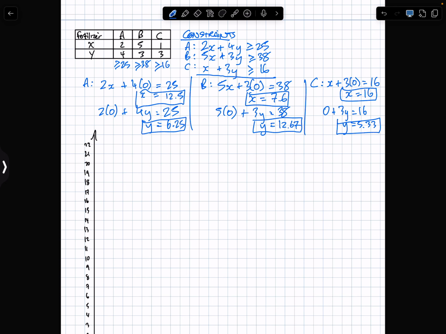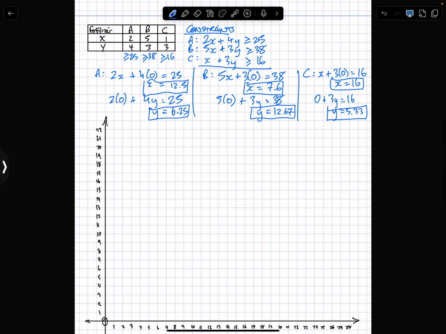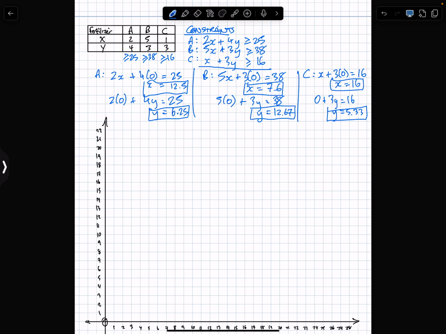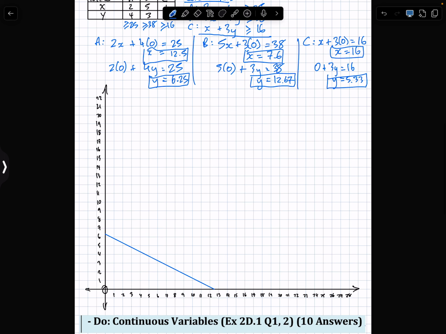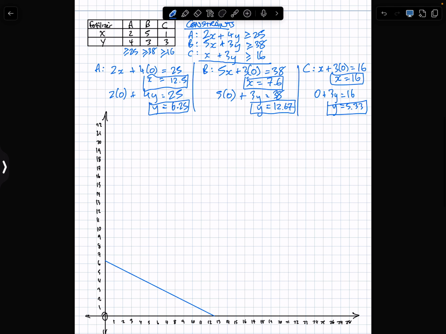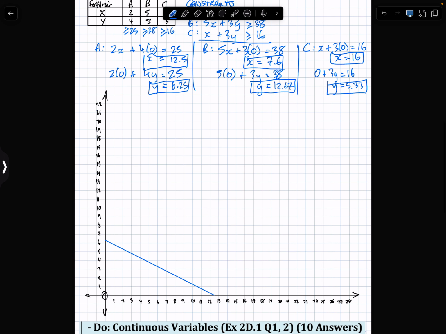Y 6 point... I need to zoom out even more. X is 12.5, 12 and a half, halfway between 12 and 13. Y is 6.25, 6 and a quarter. That's one line drawn there. That's the A one, so that is 2x plus 4y equals 25.